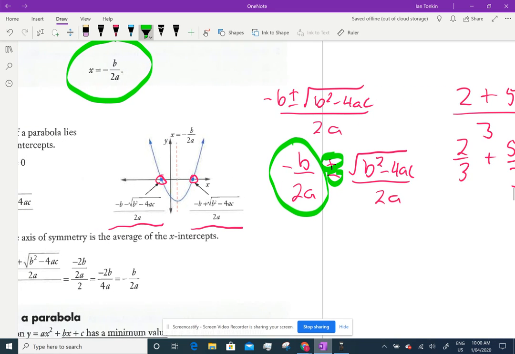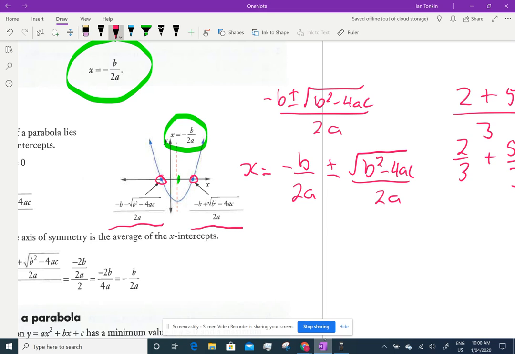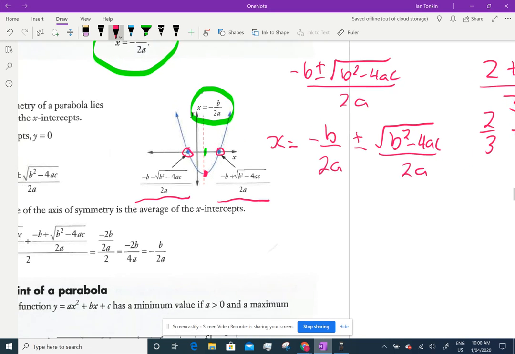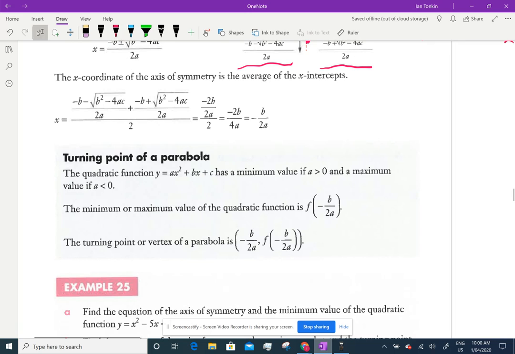So that means that negative b on 2a is right in the middle when x equals negative b on 2a. Because remember, this quadratic equation is the solution, x equals. So that'll tell us what x is, and it's right in the middle. So it's the axis of symmetry. It's a vertex, because that'll give us the x value of this vertex down here. Now, if that's the x value, how do I find the y value? I just sub it in.